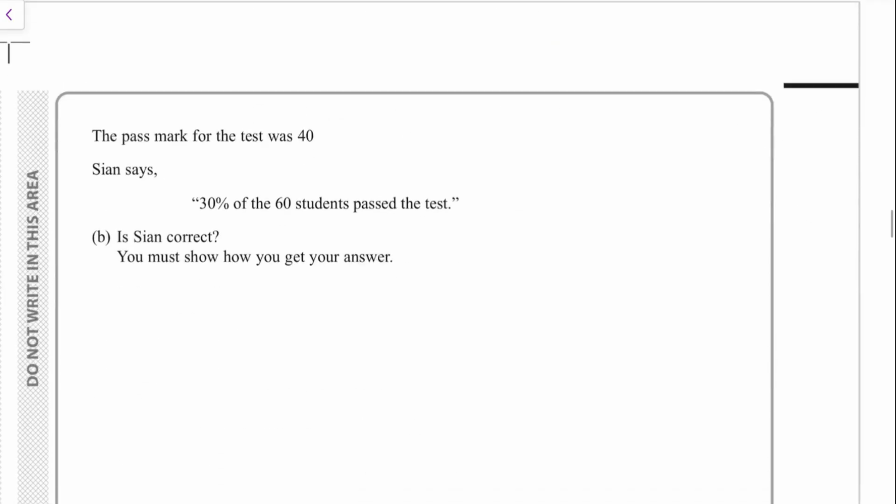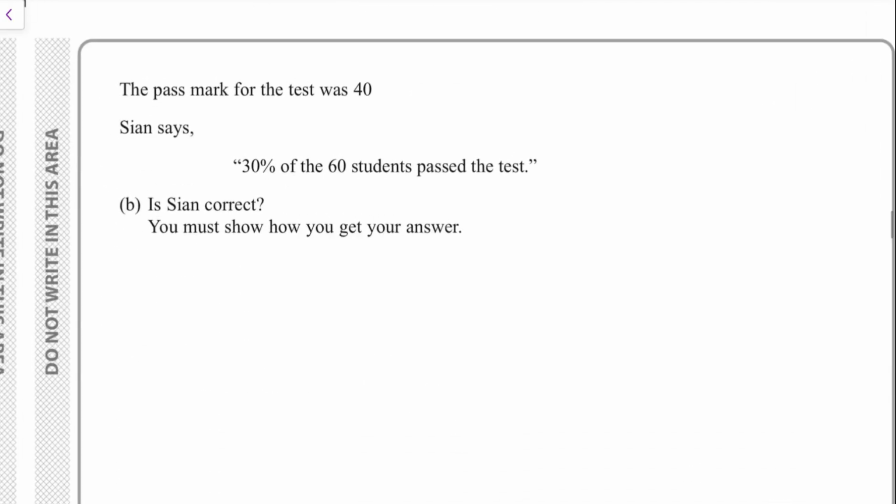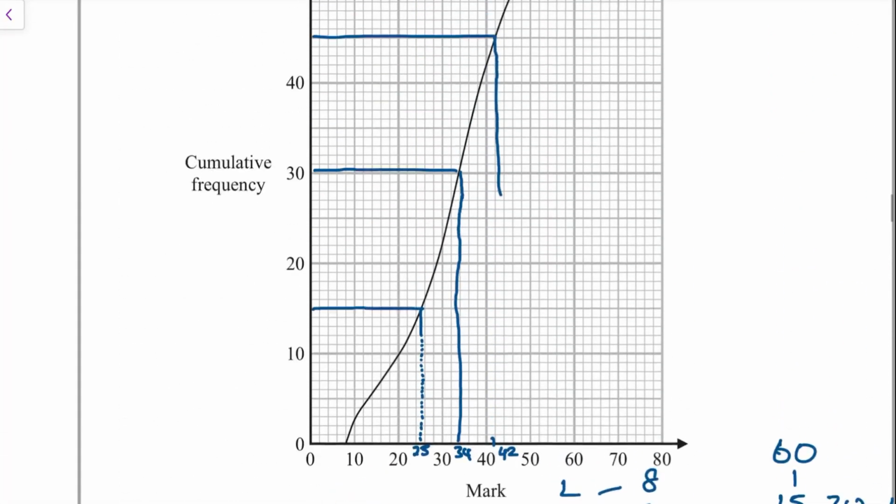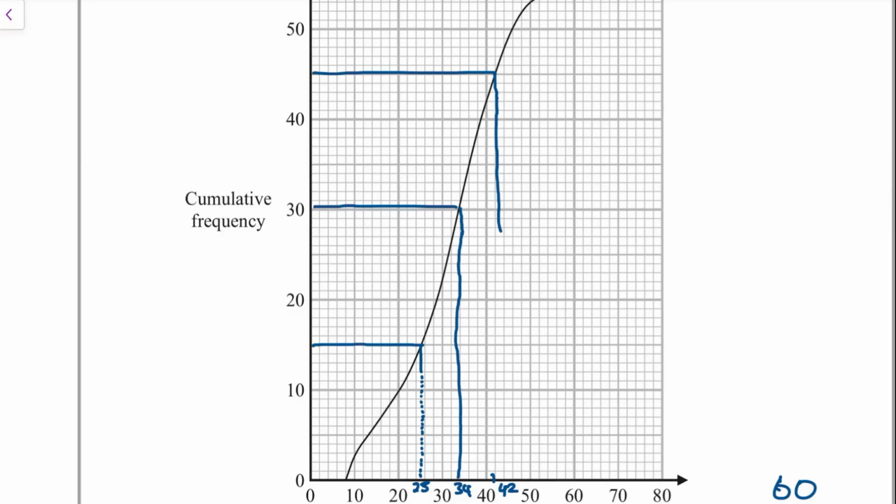So continue with the question down here. The pass mark for the test was 40. Sean said 30% of the 60 students get past the test. Now, in order to pass the test, you've got to get 40. So I need to work out how many students have got 40.